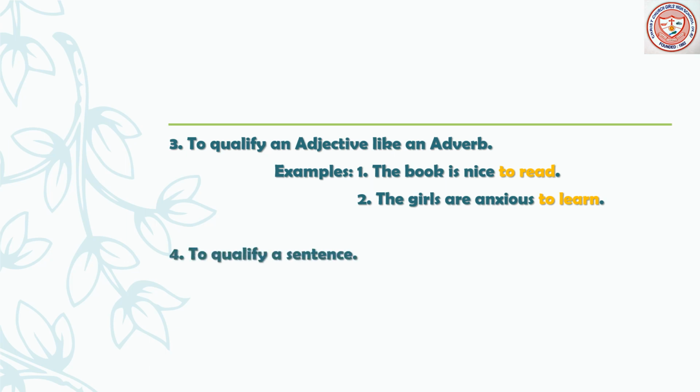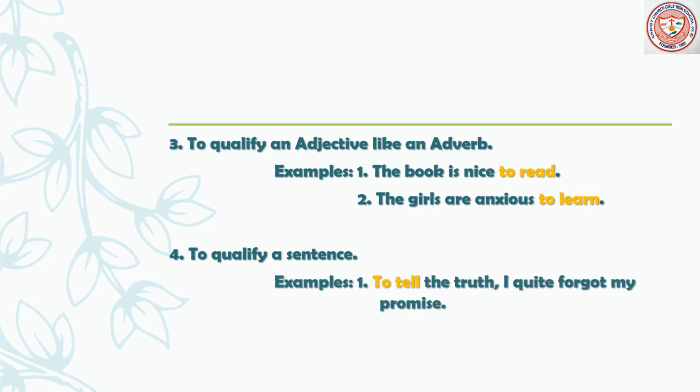Next usage. To qualify a sentence. Examples. To tell the truth, I quite forgot my promise. You can easily understand that to tell has been used to qualify the full sentence. Next example. To be frank, I do not like her. Here, to be is a qualifying infinitive. It has been used to qualify the full sentence.